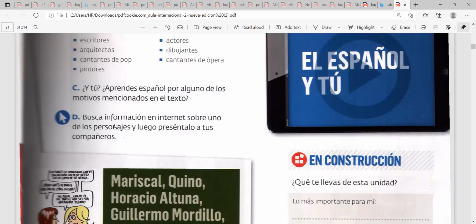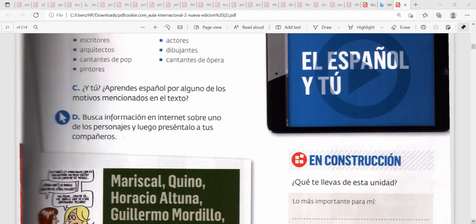What I'm saying over here. Busca información. Now repeat, por favor. Buscar is my verb, to look for and to search information in internet sobre, about one of those personalities, uno de los personajes. Y luego, and after, preséntalo a tus compañeros. Is it clear to you?